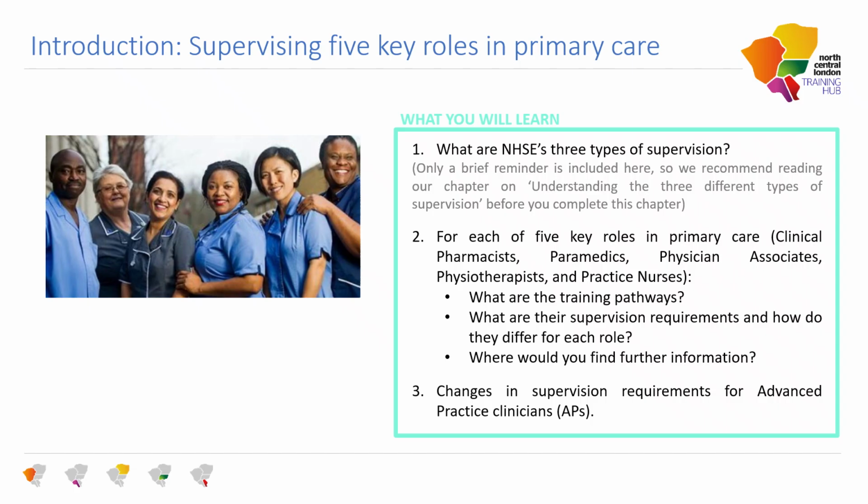This will be a brief reminder, and so if you have not already done so, we recommend reviewing the chapter on understanding the 3 different types of supervision before you begin this chapter. We will cover 5 chosen roles in primary care and focus on their training pathways, supervision requirements, and how they differ for each role. We will also signpost you to resources for you to find out more. The roles we've chosen are clinical pharmacist, paramedics, physician associates, physiotherapists, and practice nurses.